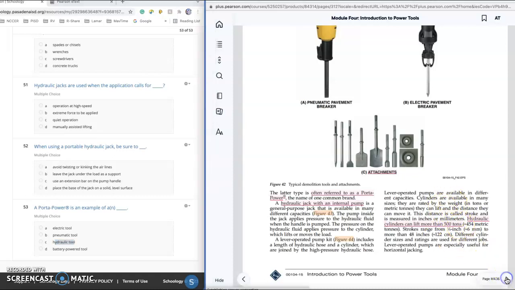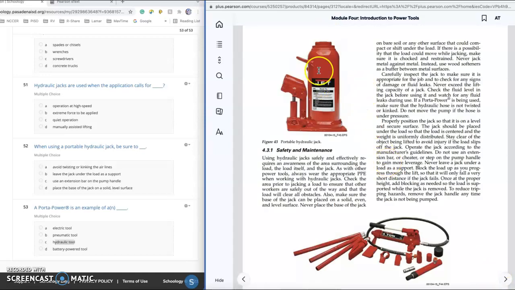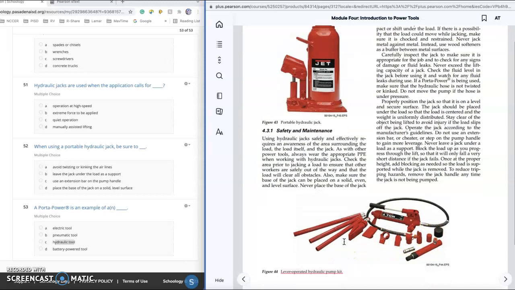Turn the page. This is a hydraulic jack. The pump is built into the jack. This is a port-a-power. Here's the pump right here. This is the jack over here. And these are all the different attachments that you can put on it.